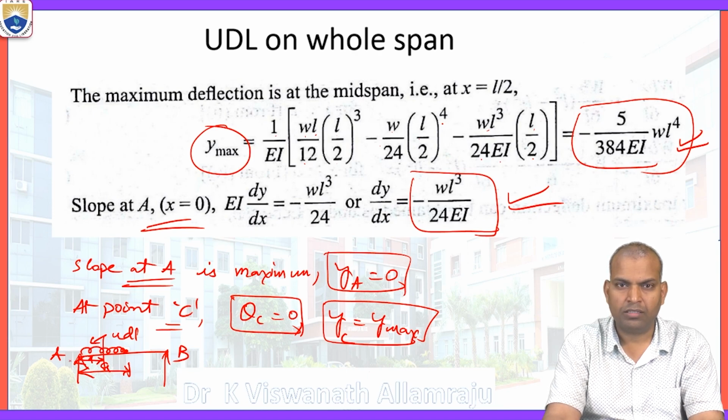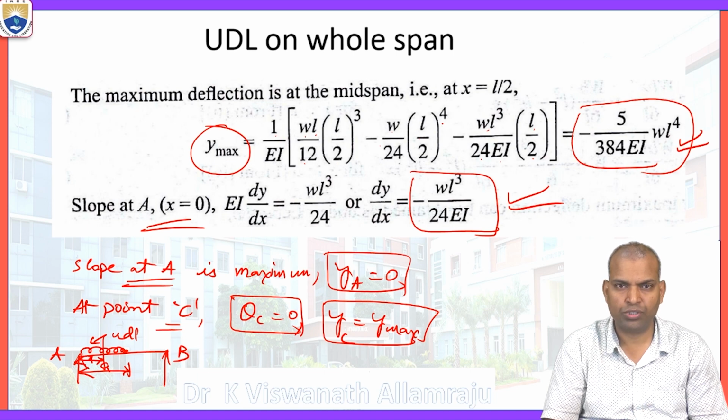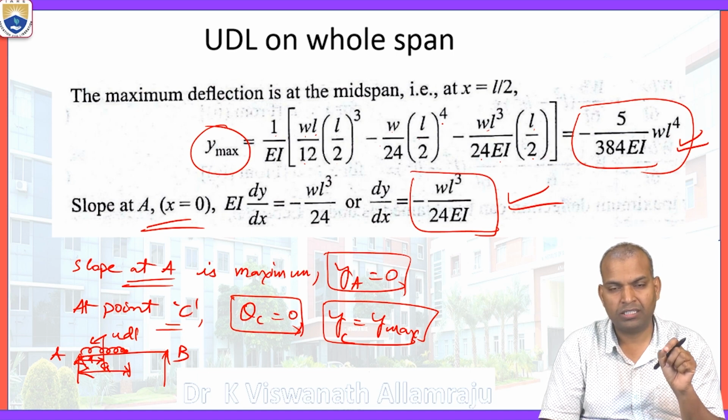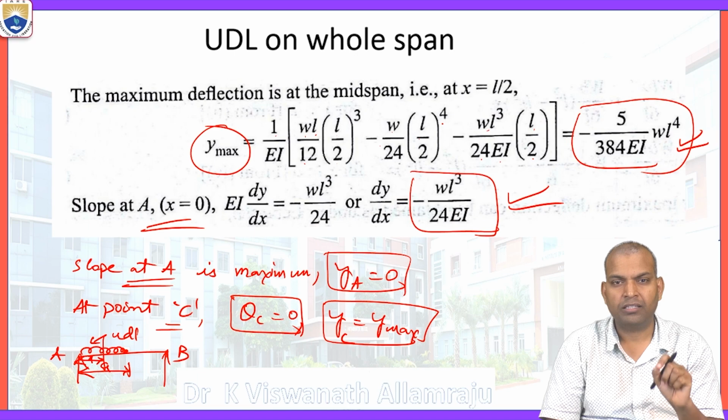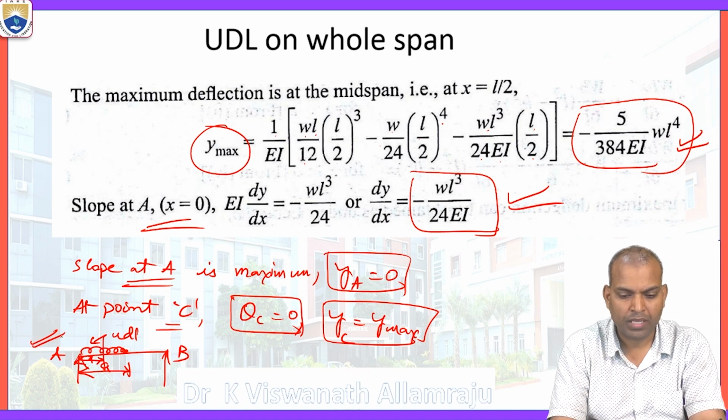And again, integrate the slope equation, then the deflection equation comes. The deflection equation consists of the constant of integration C2. C2 should be calculated and substituted back in the deflection equation. That gives the governing equation of the deflection for this particular case study. In this manner, we have to follow it.